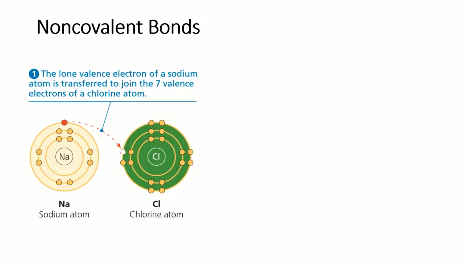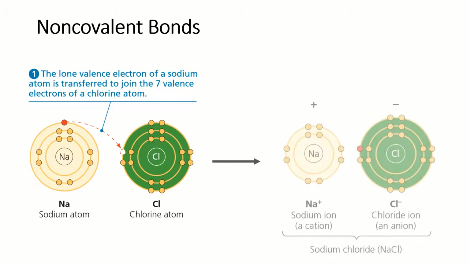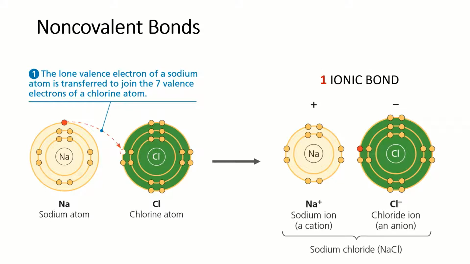But as a consequence of the transfer of the electron, which is a negatively charged particle, the chlorine atom gains a negative charge and is now called the chloride ion, while the sodium atom gains a positive charge and is now called the sodium ion. So the opposing charges of these two ions cause them to attract each other, and that attraction is what we call the ionic bond. So the ionic bond is the first type of non-covalent bond.